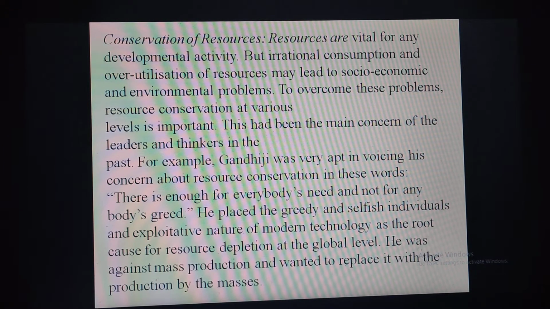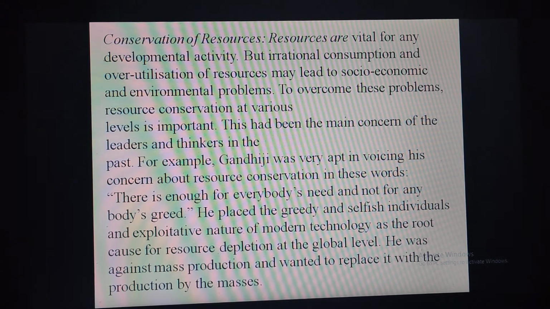Let's move forward. So, conservation of resources. What is this conservation of resources? Resources are vital for any developmental activity. Obviously, resources are the most important factor for development activity. But irrational consumption and overutilization of resources lead to socio-economic and environmental problems. So to overcome these problems, resource conservation at various levels is important.